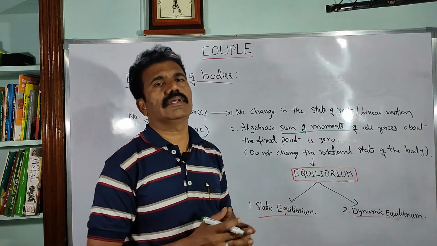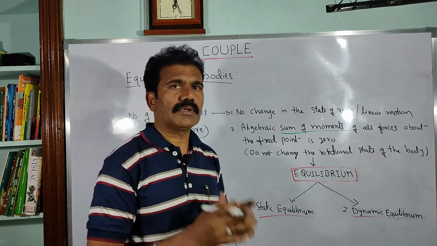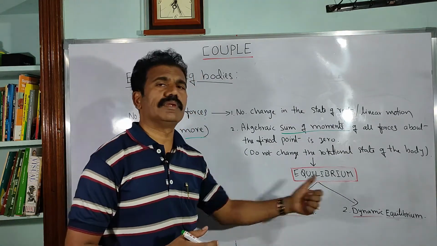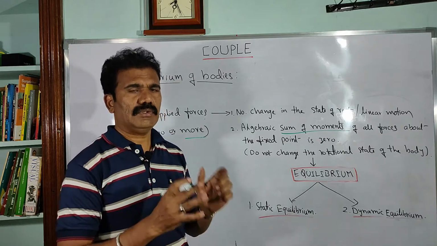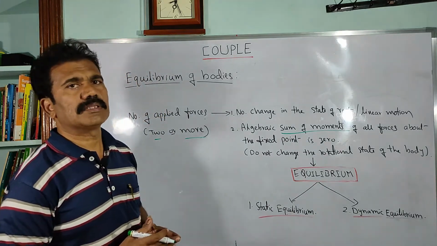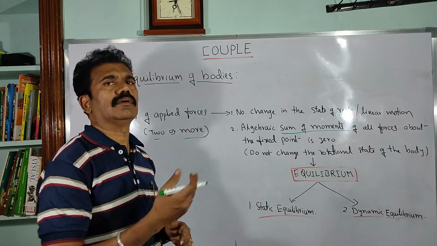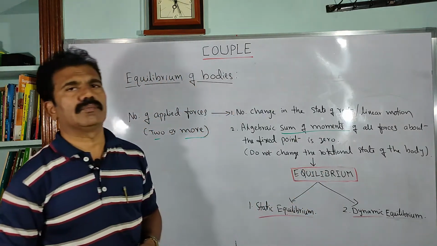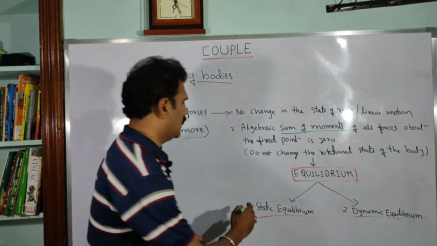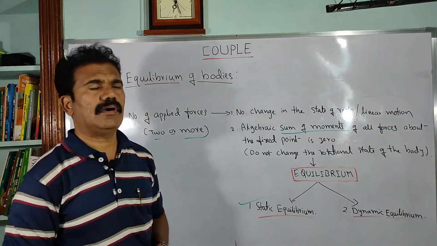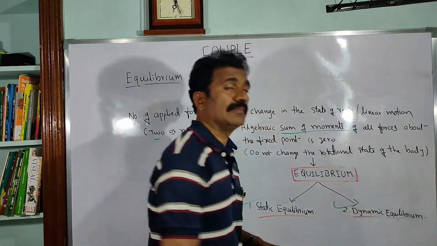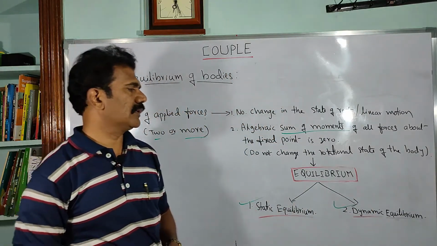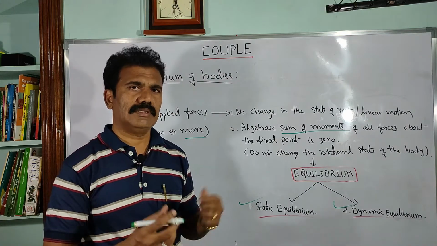So that particular state of the body, due to the application of 2 or more forces on the body, is called the equilibrium state. So the equilibrium state of the body is possible by the application of 2 or more forces on the body. Of course, there are two types of equilibrium state of the body. Either it may be static equilibrium or it may be dynamic equilibrium. So what is the difference between static equilibrium and dynamic equilibrium? Let us see that now.